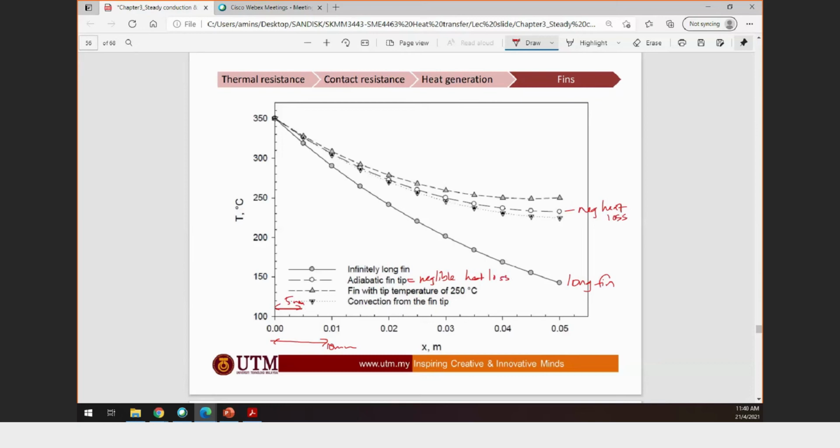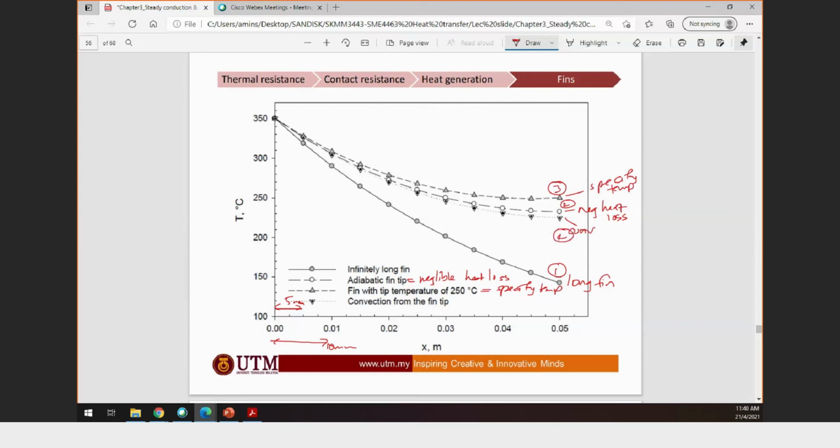Okay, number 3, fin with temperature of 250 degrees Celsius. So you have a specified temperature at the fin tip, with the triangle shape. This one, specified temperature. Okay, and the last one is convection from fin tip. So this one, convection. So I guess if I put a number, this is case 1, this is case 2, this is case 3, this is case 4.